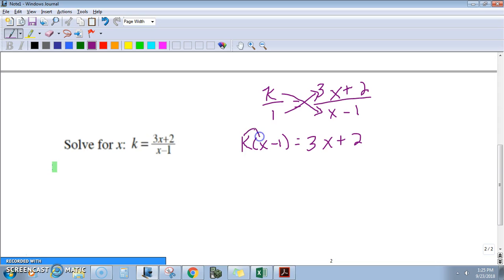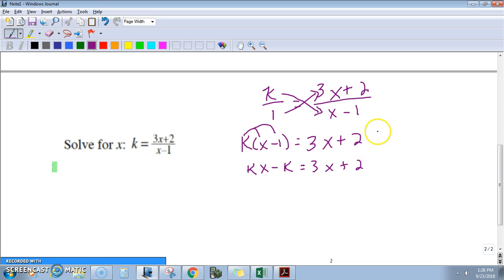Then I'm going to distribute this k. And you guys, if you don't know how you're going to get x by itself, just keep going. And the more work you do, the more you might be able to see, right? So I know I can distribute this k to make it a little bit simpler, or not simpler, at least different. So k times x minus k equals 3x plus 2.